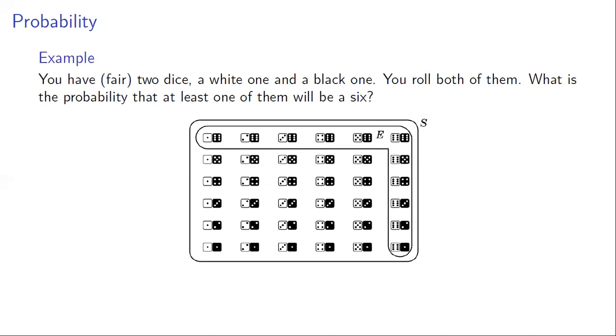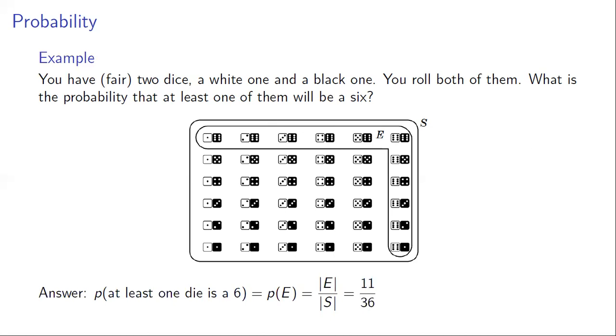Okay, so here we have our event E, right? So event E is a subset of S, and we would like to know what is the probability of this event. So it's pretty straightforward now. The probability that at least one die is a 6 is equal to the probability of E. Now since all of these events are equally likely because these are fair dice, we can just use our handy formula. This is the cardinality of E divided by the cardinality of S, which is 11 divided by 36. If we count the elements of E and then we count all the elements of S, we have 11 divided by 36.